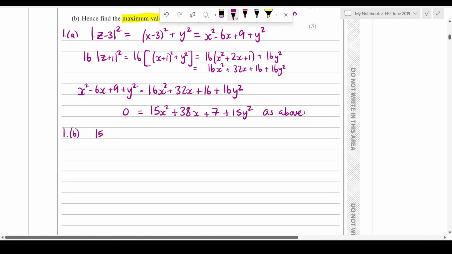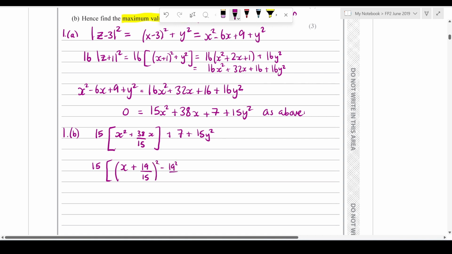So I've got 15x squared. So let's factor out the 15, and I'm going to put it in square brackets. So I've got x squared plus 38 over 15 times x plus 7, plus 15y squared. Now let's complete the square inside the square brackets. So I've got x plus, I need to half this number, so that's 19 out of 15, squared, take away 19 squared over 15 squared, plus 7, plus 15y squared.